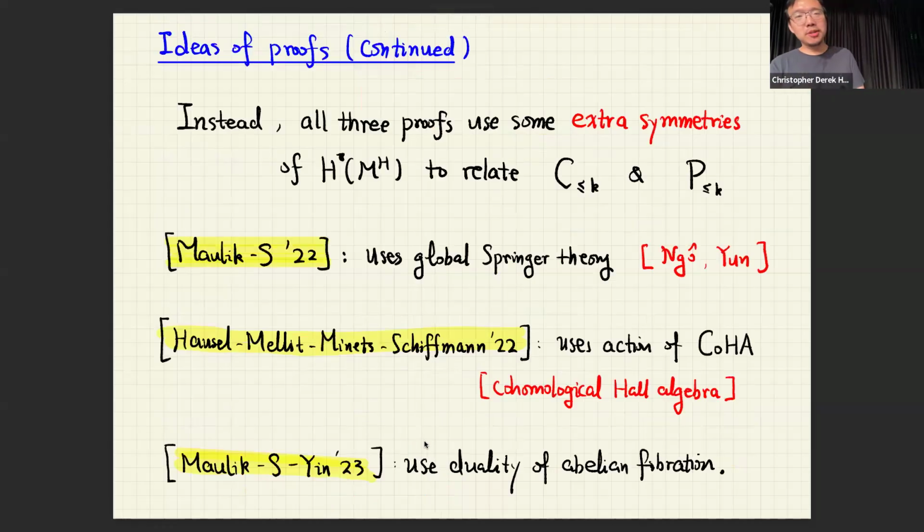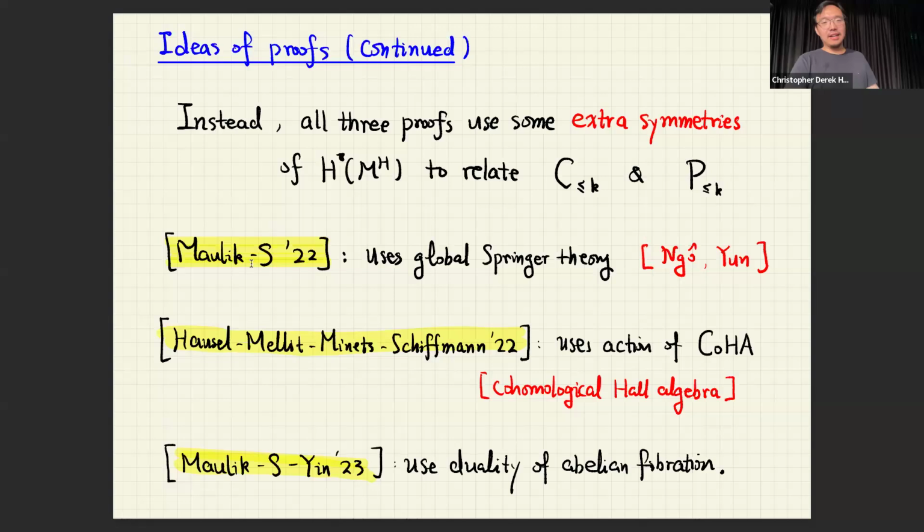So here is a summary of the ideas of these three proofs. Each proof actually uses extra symmetries of the moduli spaces of Higgs bundles. It's very hard to study tautological classes and the perverse filtration using the first two definitions. We need more symmetries to connect the CK and the PK. And interestingly, the symmetries used in these three proofs are completely different.